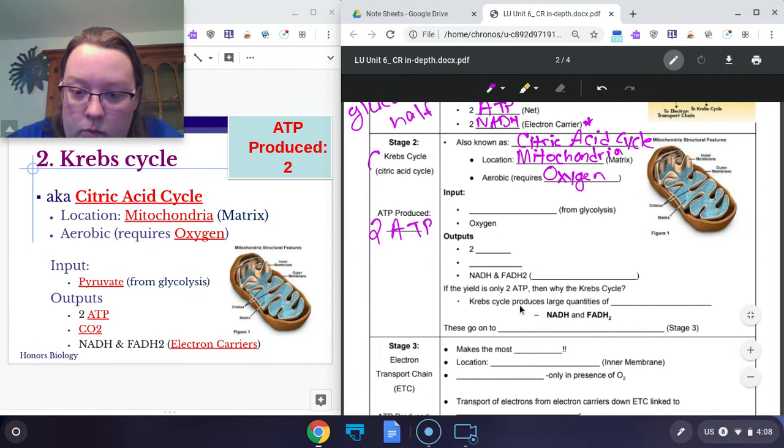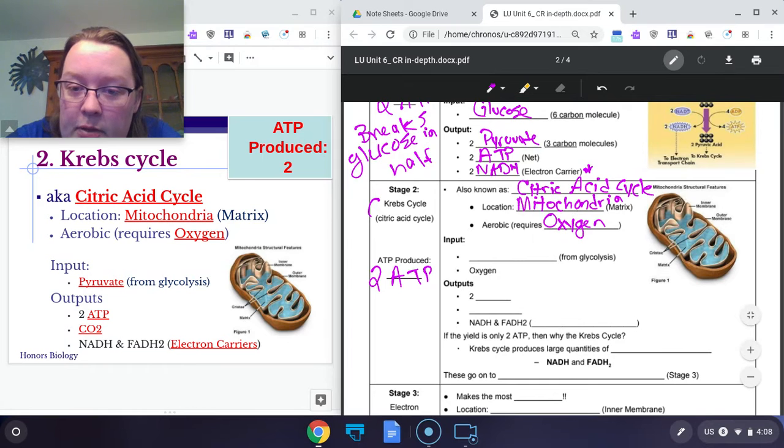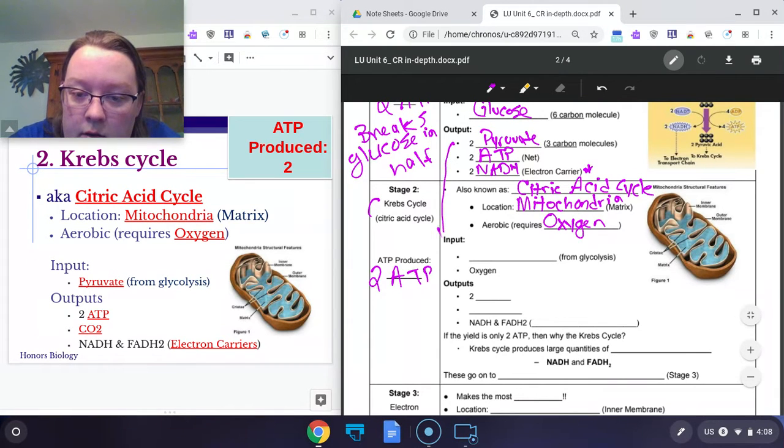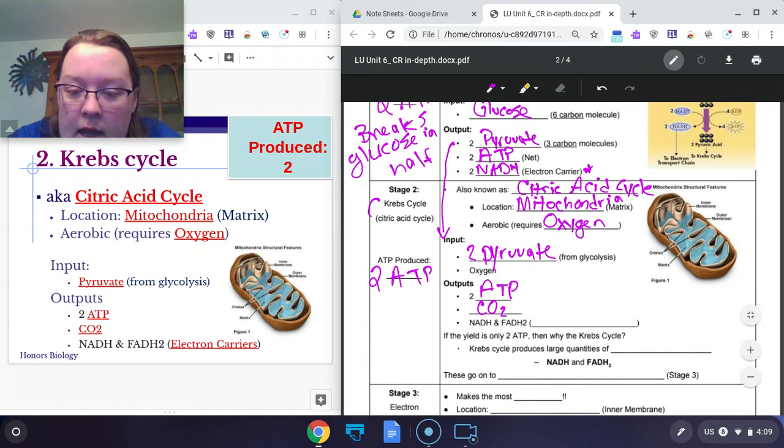So what happens is the 2 pyruvates from up here move down. So you have our 2 pyruvates and oxygen to make 2 ATP, carbon dioxide, and some electron carriers. The CO2 comes from what we do, which is we take the 2 pyruvates and we chop off the carbons.